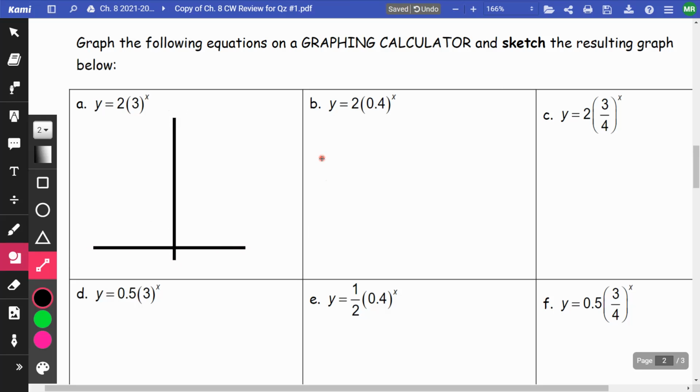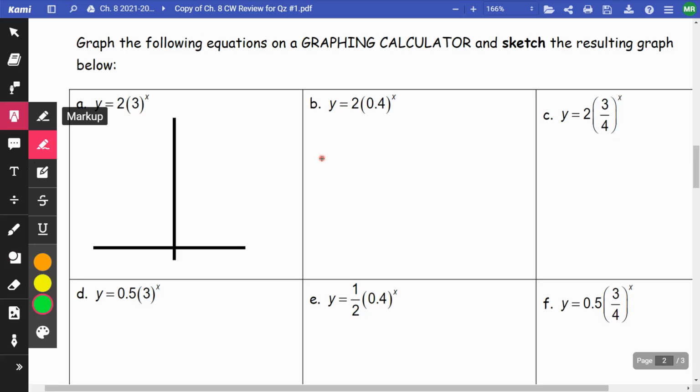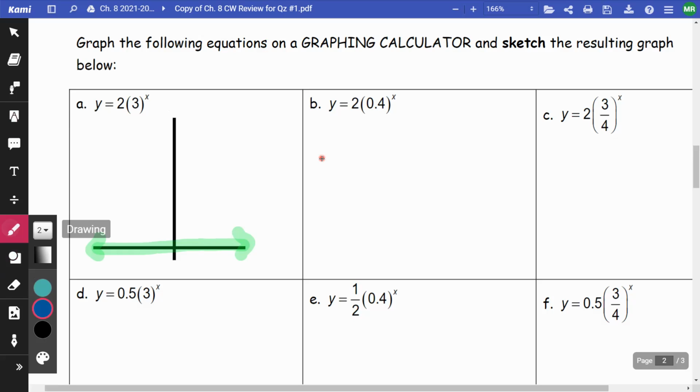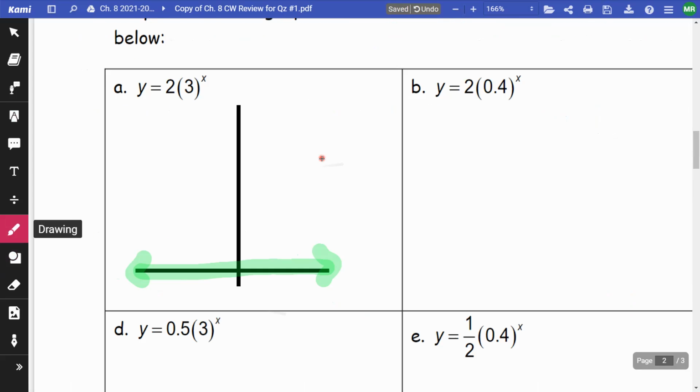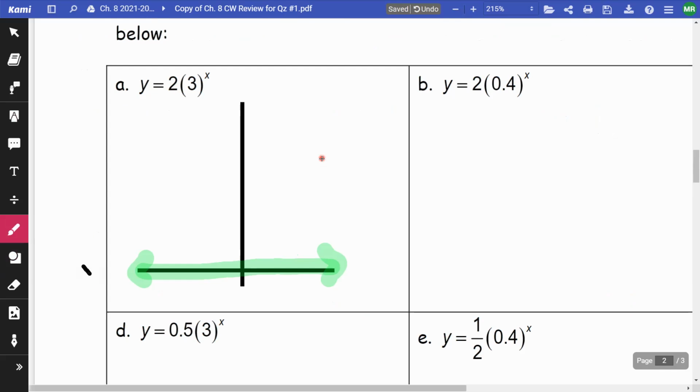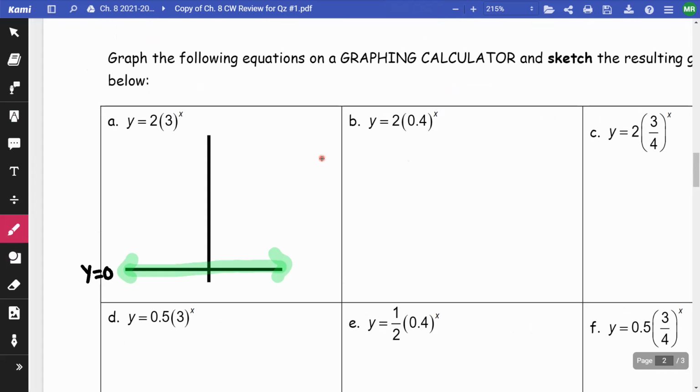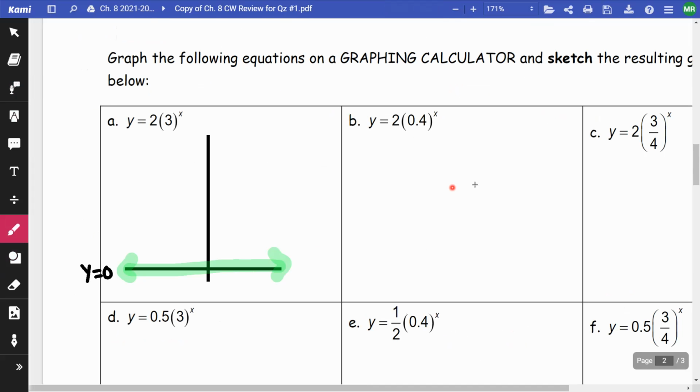And then what I did next was each of these graphs is going to have an asymptote. Every one of these graphs is going to have an asymptote on the x-axis. So we drew that in. And we always write the equation. So I rewrote the equation, y equal 0.